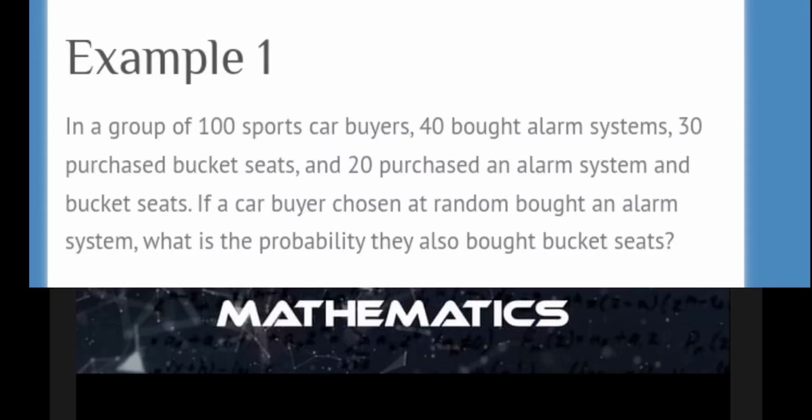So let's do one example from conditional probability. After that, you can move to Bayes theorem. Then you can understand this theorem very easily. So this is the example.